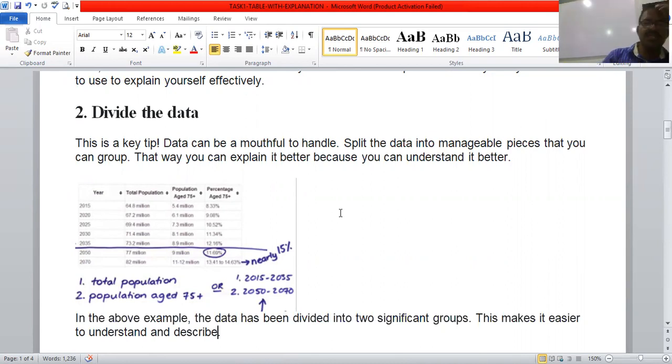This is a key tip. Data can be a mouthful to handle. Split the data into manageable pieces that you can group. That way you can explain it better because you can understand it better.